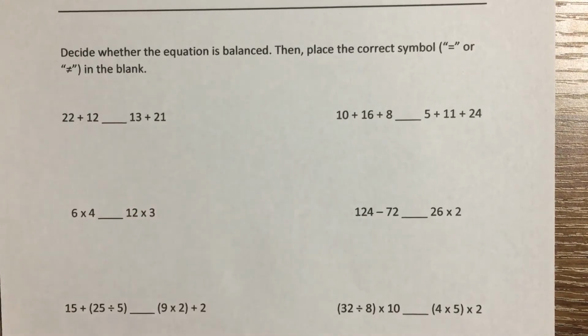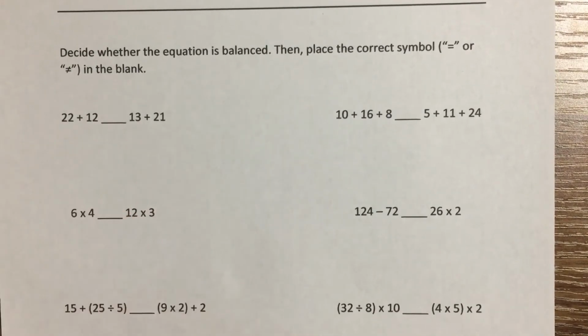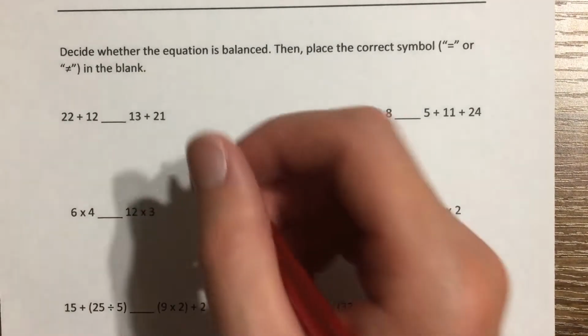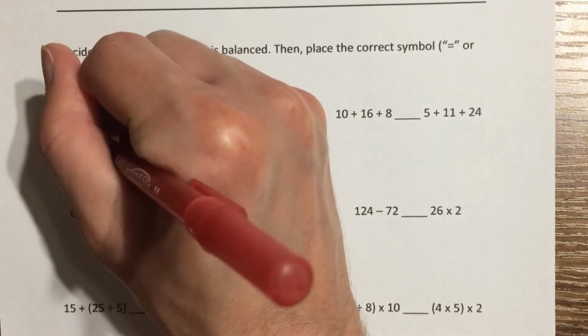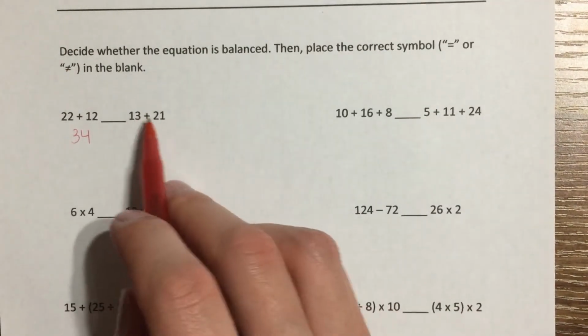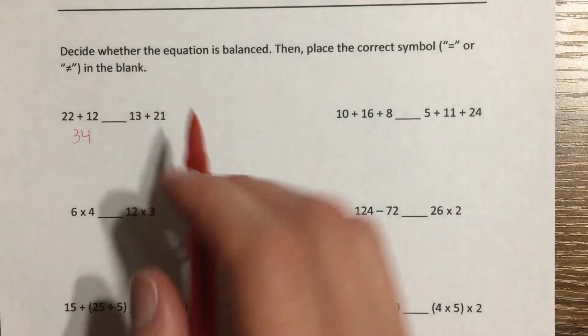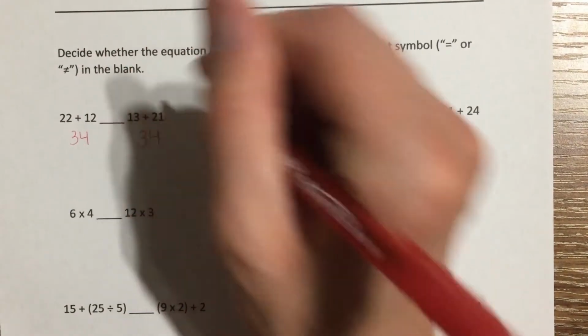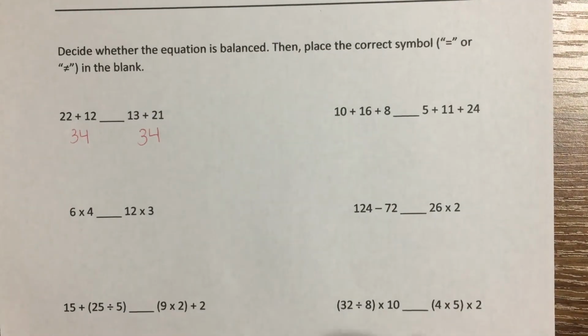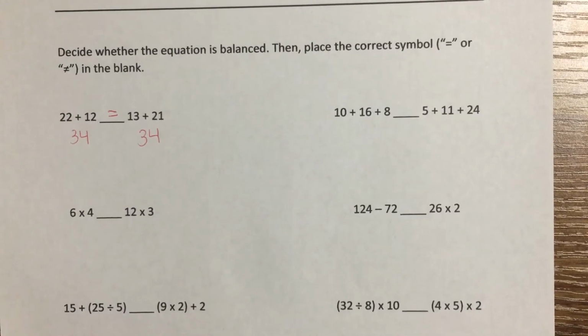So right here, 22 plus 12. Well, 22 plus 10 is 32, plus 2 more is 34. 13 plus 21. Well, 21 plus 10 is 31, plus 3 is 34. Does 34 equal 34? It certainly does. So we can put our equal sign right there.